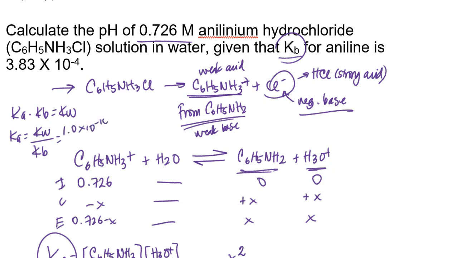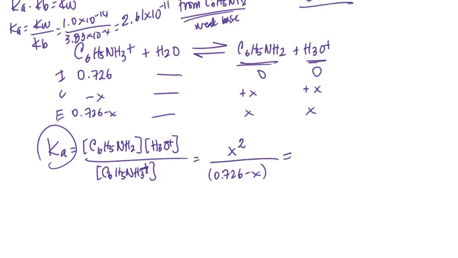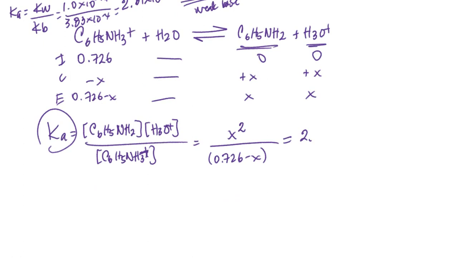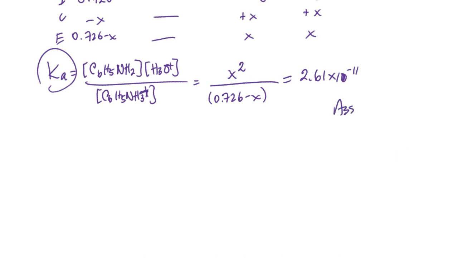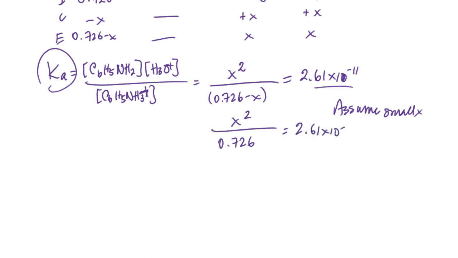So it's 1.0 times 10 to the negative 14th divided by 3.83 times 10 to the negative 4th. And that's going to give me a Ka value of 2.61 times 10 to the negative 11. And I would set my algebraic expression that I got from my ice table equal to that value. Okay? Now again, we're going to assume a small x based on the very small value of this Ka, and that should be x squared over 0.726 is equal to 2.61 times 10 to the negative 11.